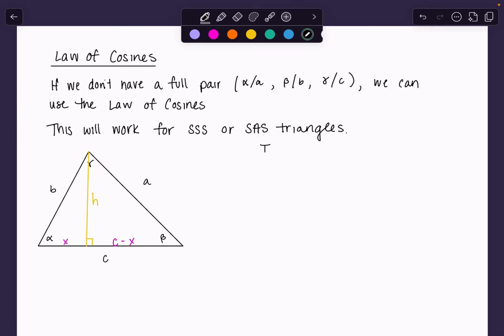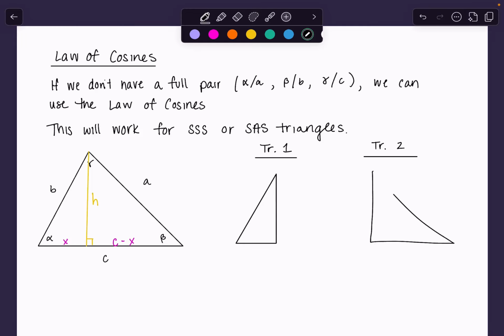So this makes two triangles, call them triangle 1 and triangle 2. I have the left half and then I have that right half, okay? So I have two right triangles. Here is one, and then here is the other, okay? They both have this side as that height. The bottom here is X, the bottom over here is C minus X. This is my right angle. This is side B, this is side A, this is angle alpha, and this is angle beta, okay?